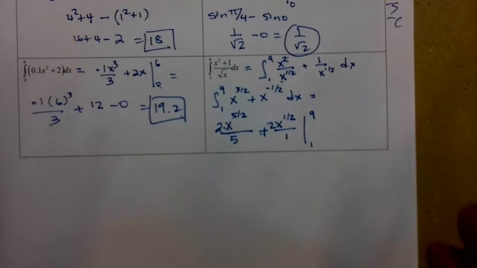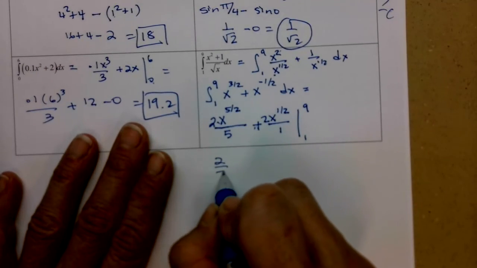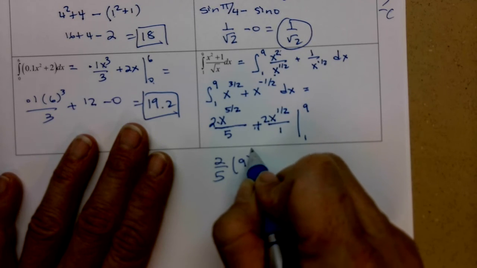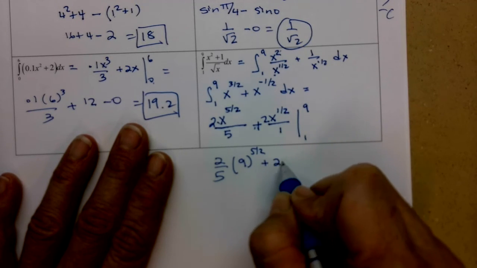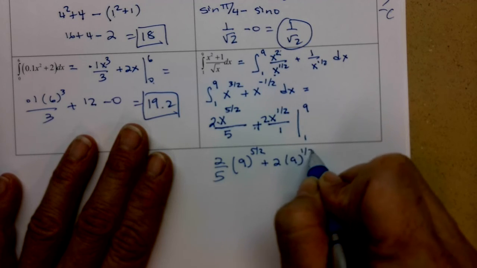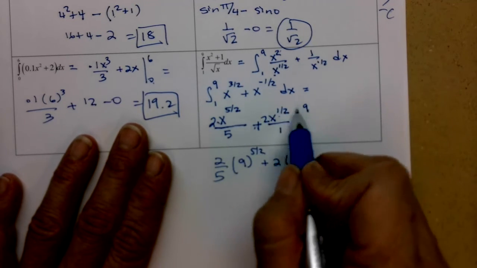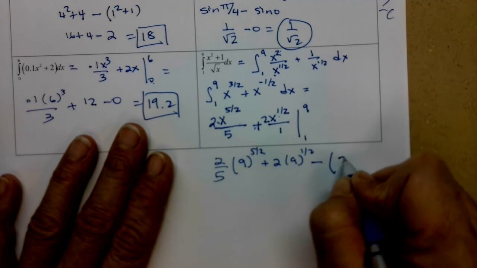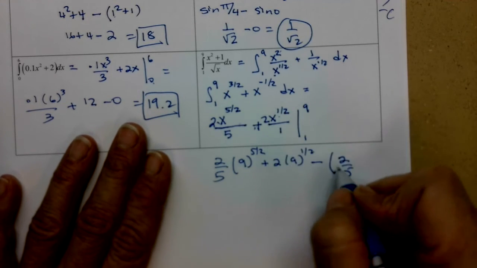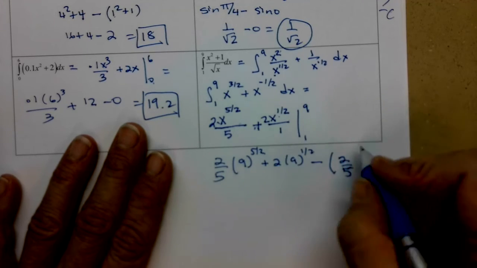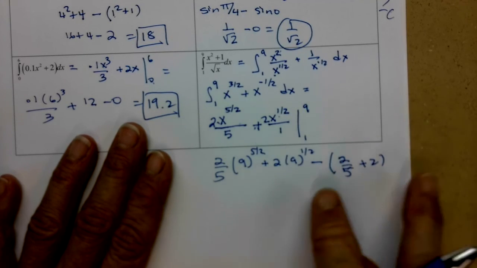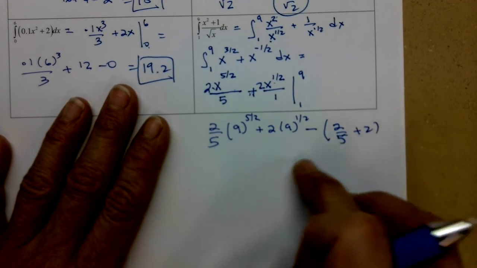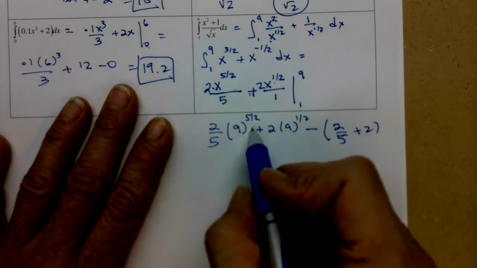Okay, let's go ahead and plug in. So now I have 2/5 times 9 to the 5 halves, oh dear, plus 2 times 9 to the 1 half. Remember to plug it in both places, the top in both places, get that, and then minus the bottom in both places. So 1 to any power is 1, so I'll just do those numbers. So 2/5 plus 2. And notice I put parentheses around when I plugged in my 1 because I have to subtract off both. I don't want to lose something there.